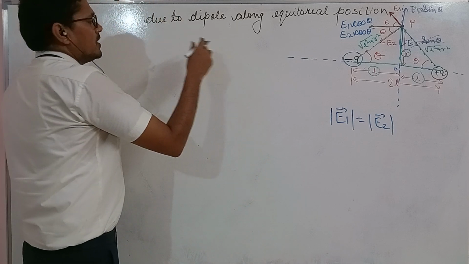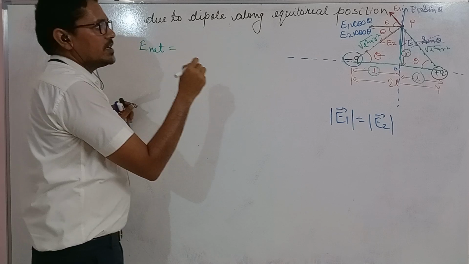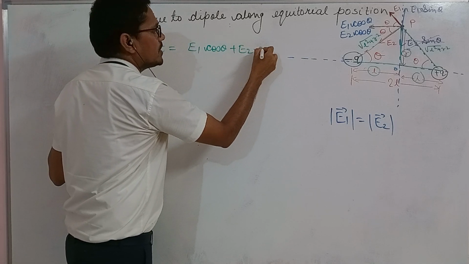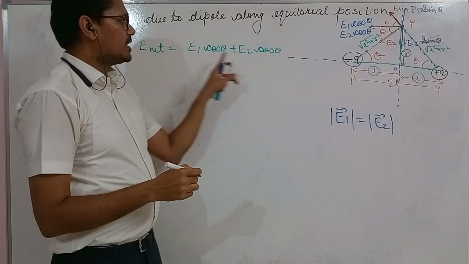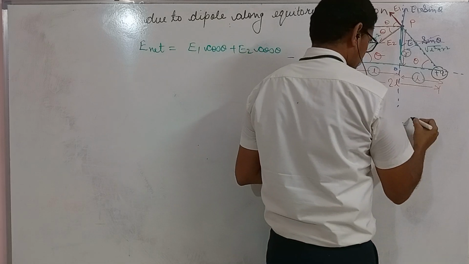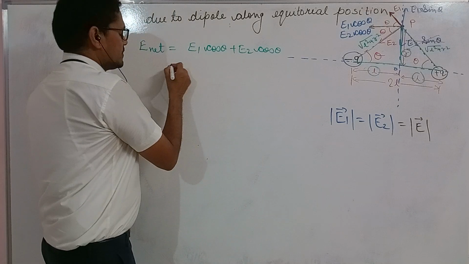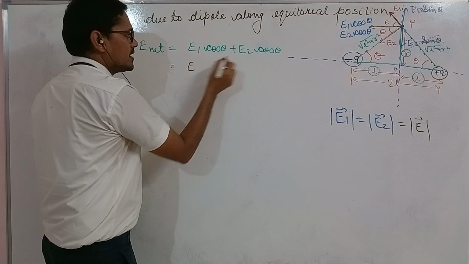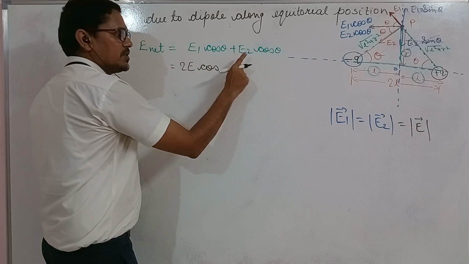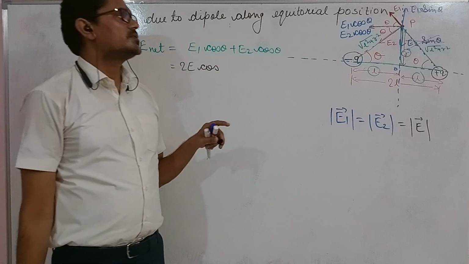Now let us find out the value of E net. E net would be equal to E1 cos theta plus E2 cos theta. As E1 and E2 are the same in magnitude, let us assume that this is equal to E. So I am keeping this value E cos theta and E cos theta, it becomes 2E cos theta. Replacing E1 with E and E2 with E, we get 2E cos theta. This is the net electric field produced due to the dipole.